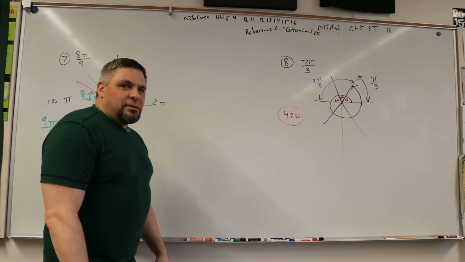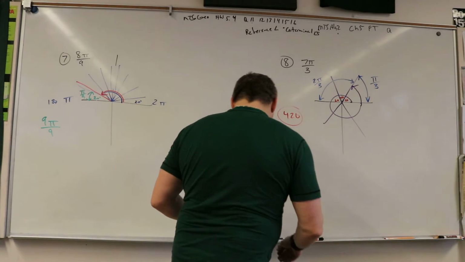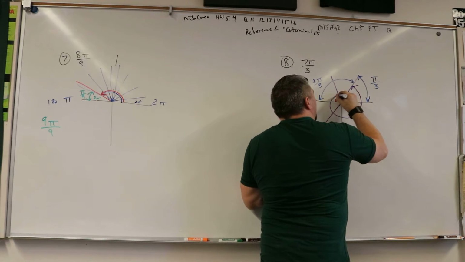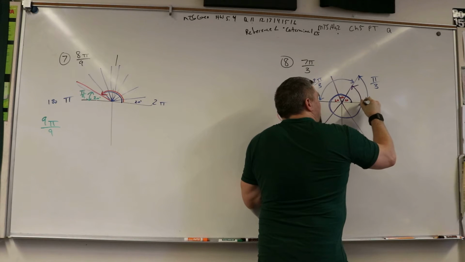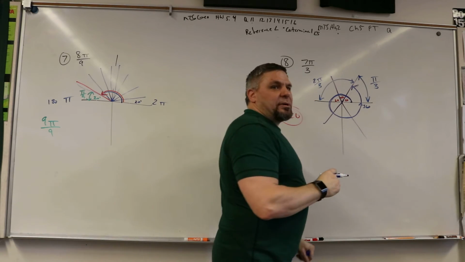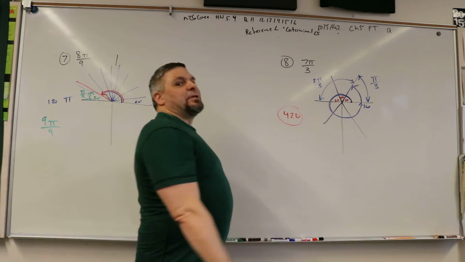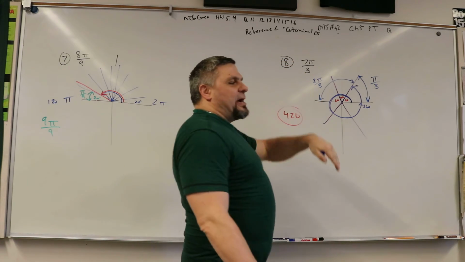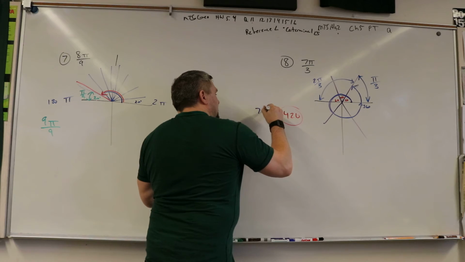How did you get 420 again? We got 420 because we went around one whole time, and that's 360. And then we went another 60. So 360 plus 60 is 420. So another name for 420 is 7 pi over 3. These are the same thing.